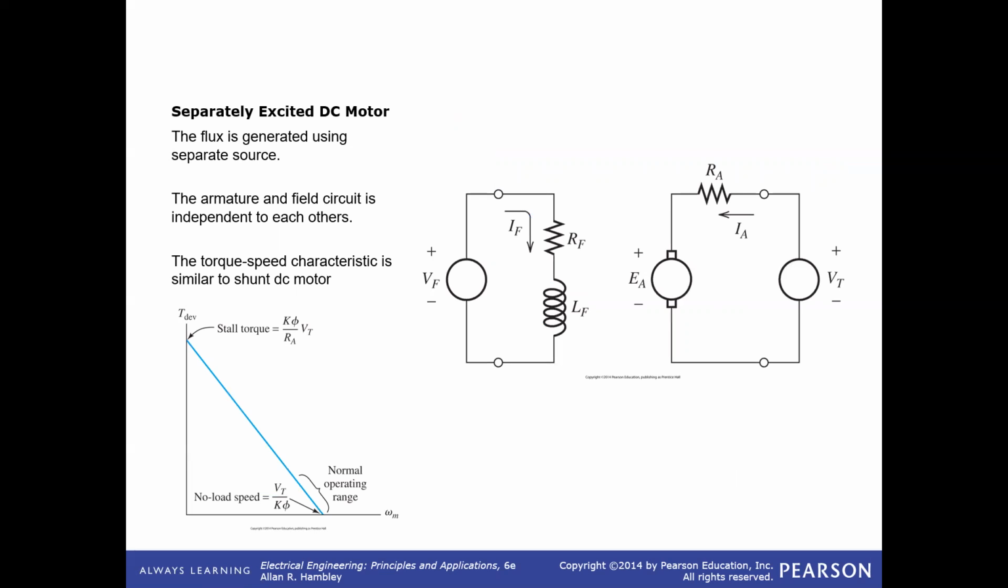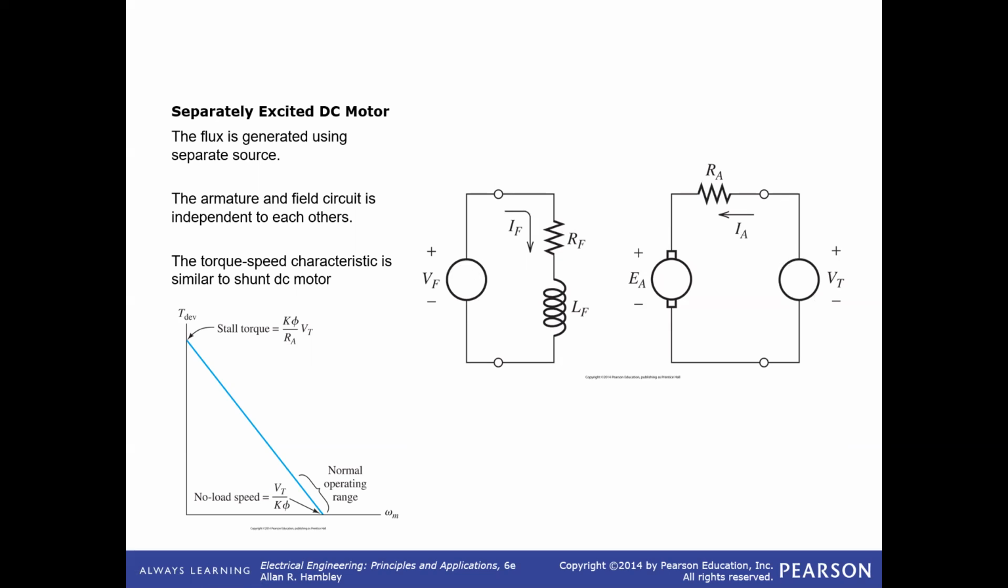And the second circuit that we will discuss is the separately excited DC motor. As the name implies, separately excited means that the field circuit and the armature circuit have separate DC sources. The field circuit is supplied by a separate source VF, and the armature circuit is supplied by another separate source, which is VT.